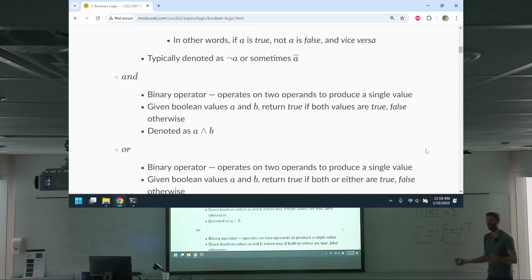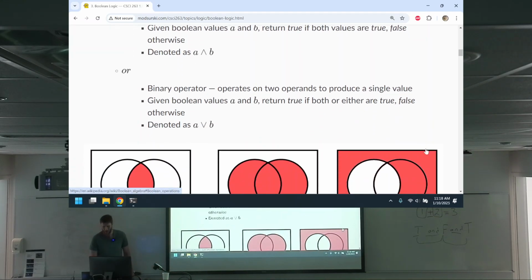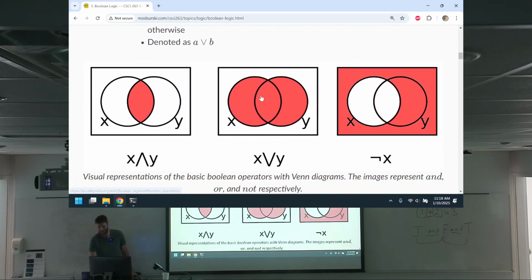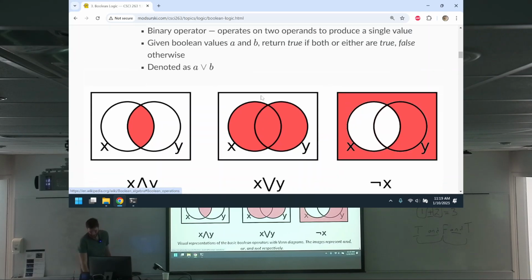Well, let me finish. Or, we know what or is. 2 operands, single value, returns true if either of them is true, otherwise it's false. And we represent it as this upside down V or like a U. Raise your hand if you've ever dealt with sets and set operations, like unions and intersects. If this sounds a lot like that, yep, correct. It does, because it's the same freaking idea. In fact, I stole these from Wikipedia and just changed the symbols from intersect and union, right? It's the same thing.